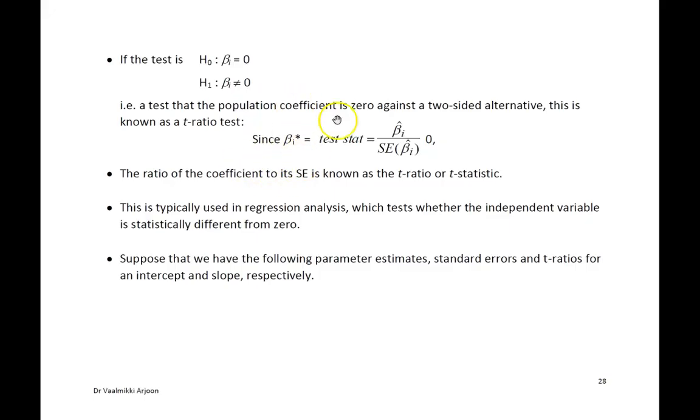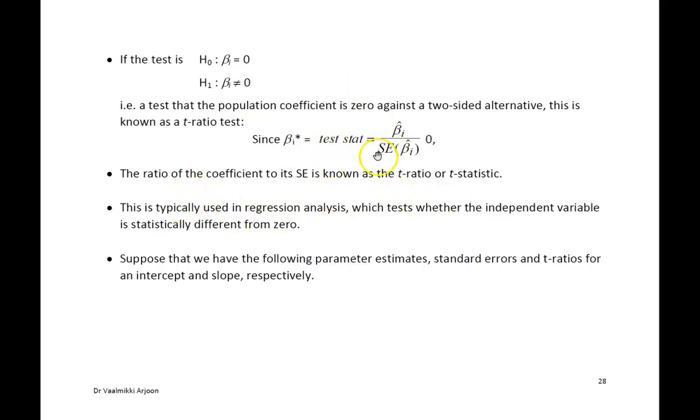In that case, our test statistic would be the actual beta coefficient divided by the standard error of beta i. There's no minus 0 here because it is 0, so you don't necessarily have to put minus 0, as before we had minus 1. This is typically what we use for the test statistic.